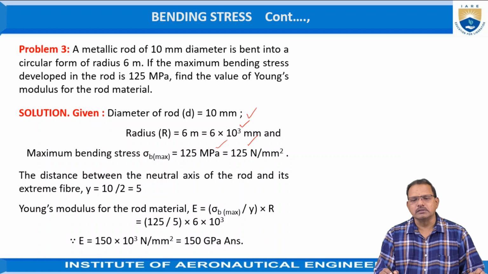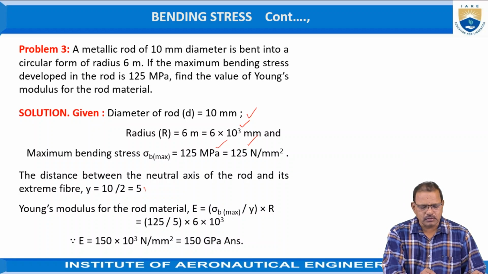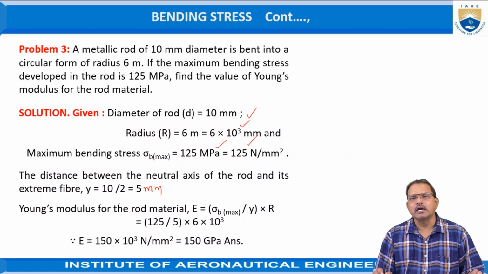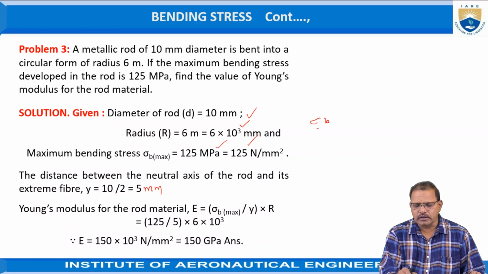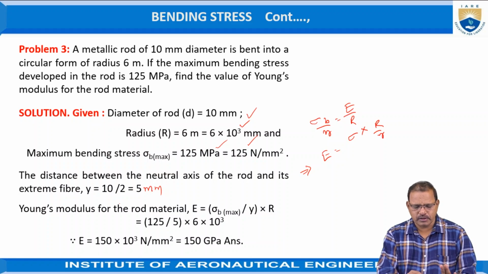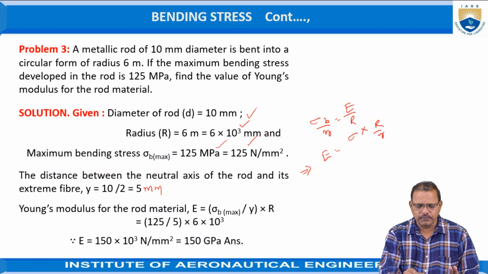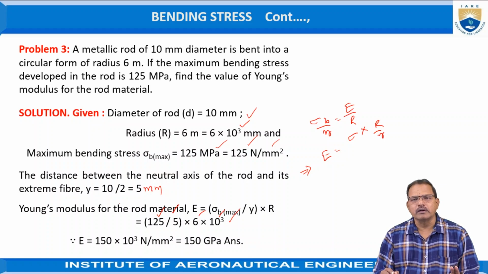The distance between the neutral axis of the rod and its extreme fiber is equal to the radius of the rod, which is y is equal to 10 by 2, equal to 5 mm. The Young's modulus for the rod metal is given by the relation sigma b divided by y is equal to E by R. From this relation, E is equal to sigma into R divided by y. Here sigma is 125 Newton per mm square, R is 6 meters, that is 6 into 10 to the power of 3, divided by y, which is 5 mm. Substituting, 125 divided by 5 into 6 into 10 to the power of 3, we got E is equal to 150 into 10 to the power of 3 Newton per mm square, which is also equal to 150 gigapascal.